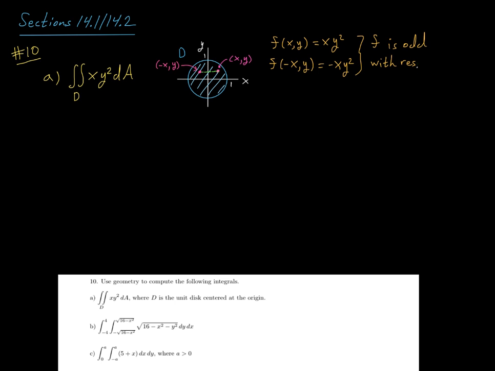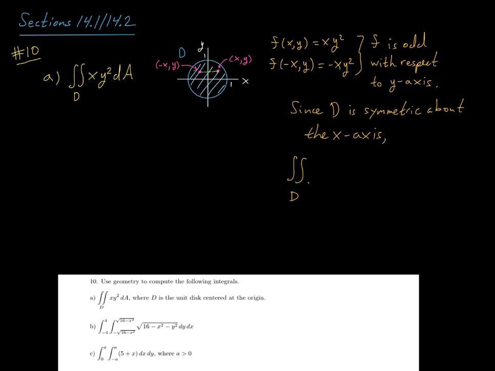with respect to the y-axis. That's the line in which the symmetry is being exhibited. And since our domain of integration D is symmetric about the y-axis, our integral will simply be 0. And that is really all there is to it.